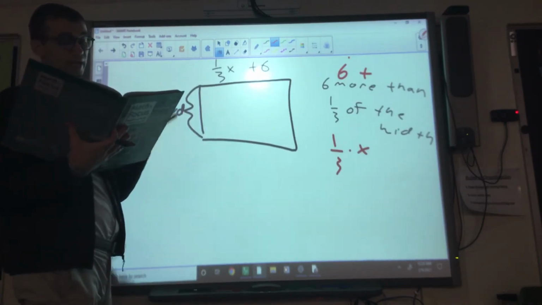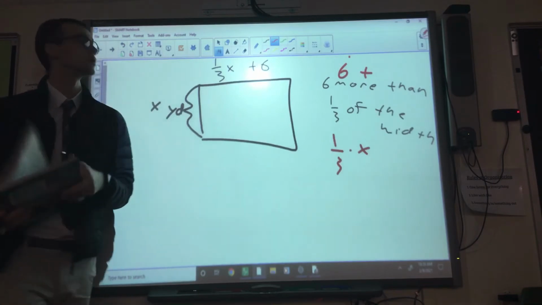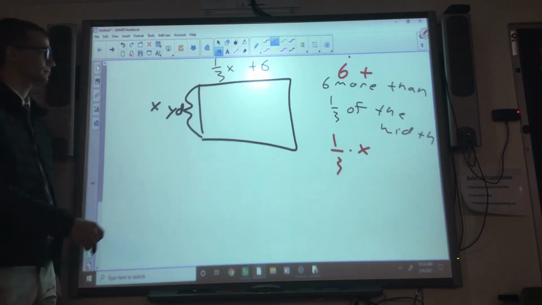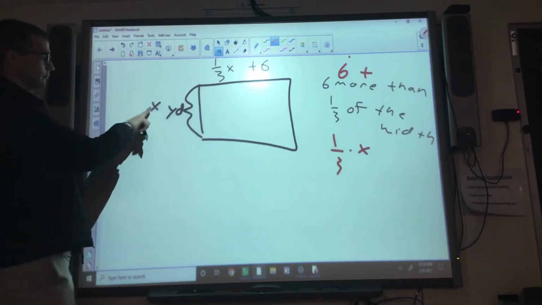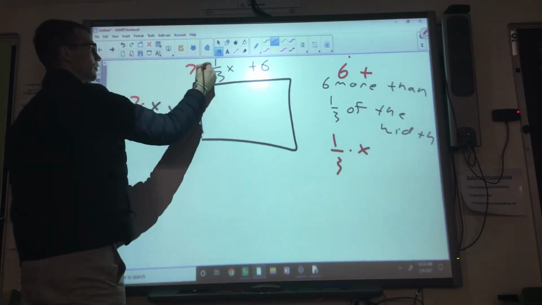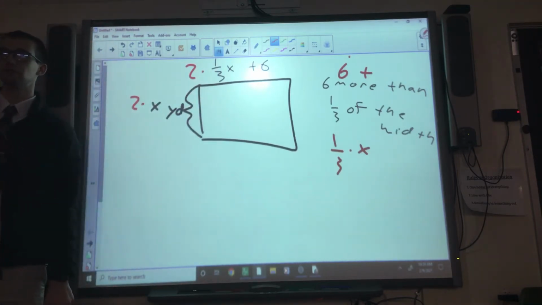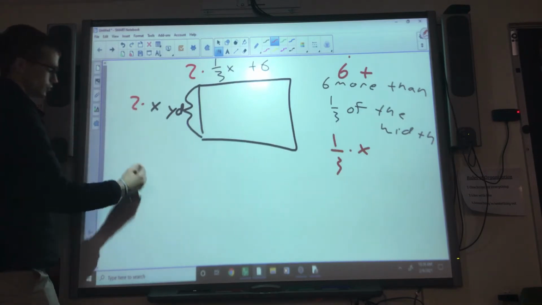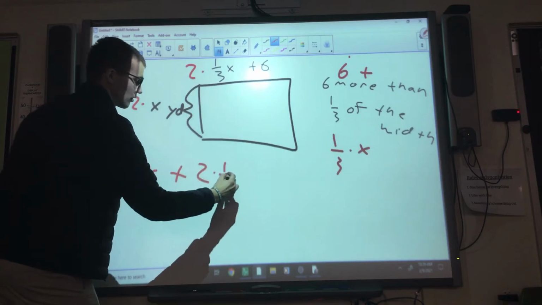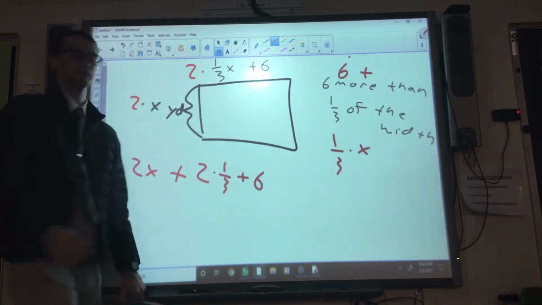Is that what it asked for? Write an algebraic expression for the perimeter of John's farm. So what do we know? How do you find the perimeter of a rectangle? Side times 2 plus side times 2. This times 2 and this times 2, right? So I get 2x plus 2 times 1/3 plus 6. Good?